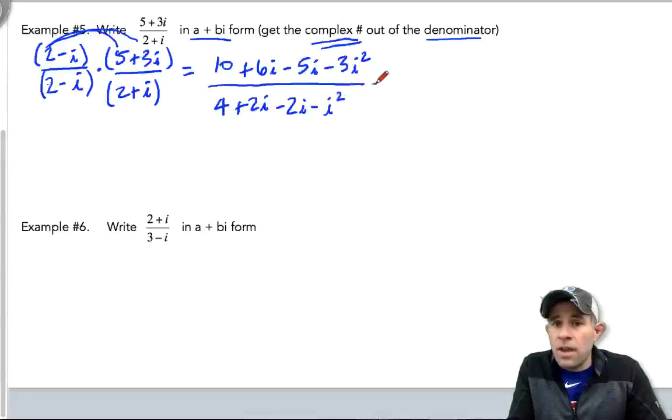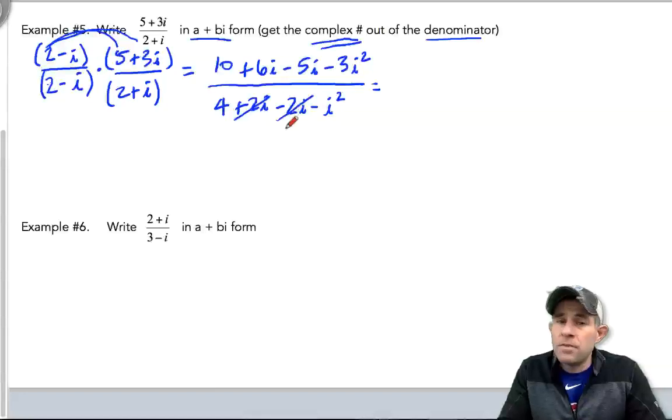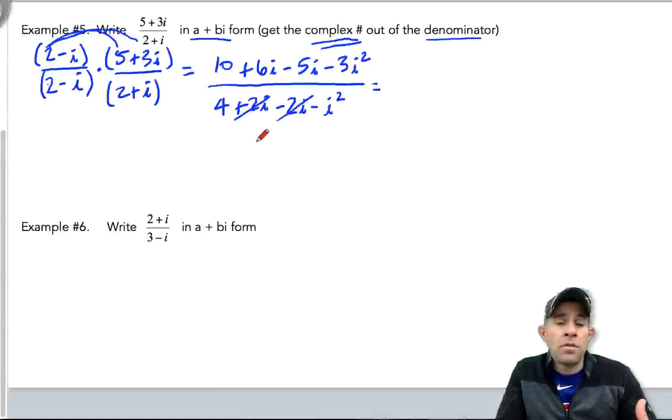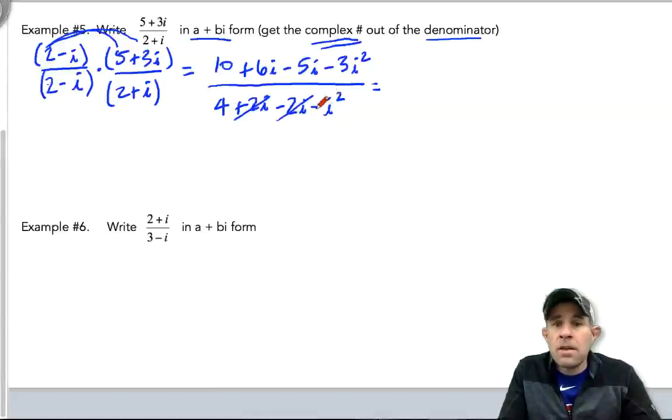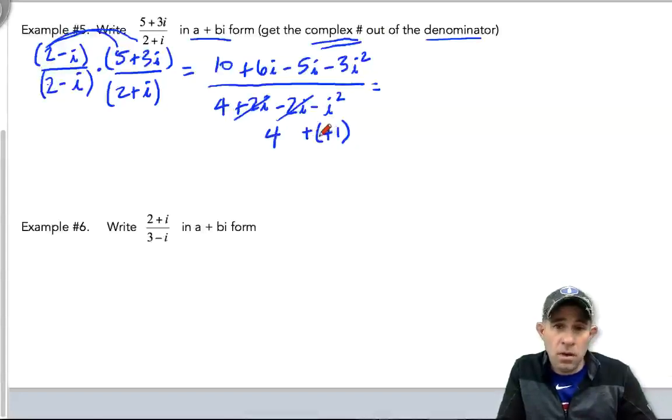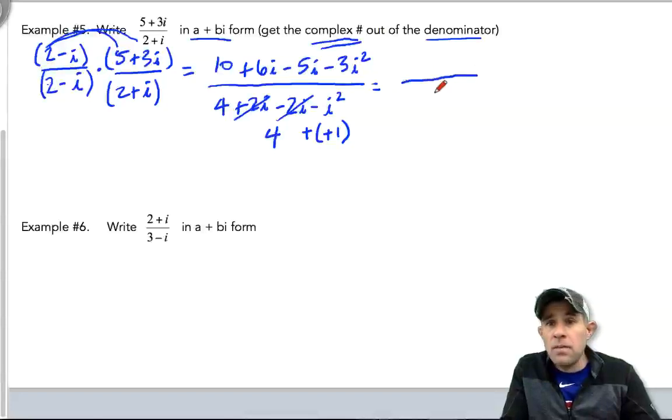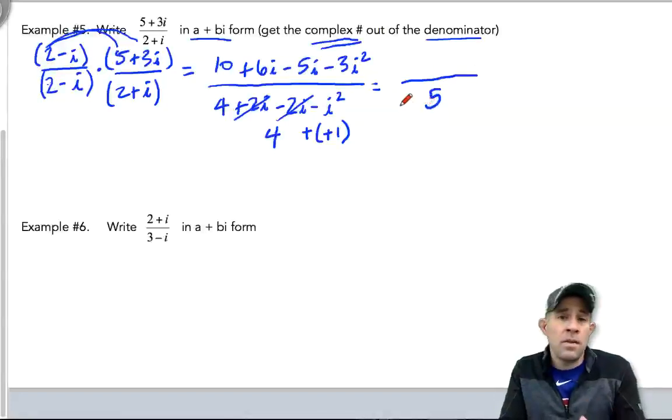Now an interesting thing happens here in our denominator. We have a positive 2i and a negative 2i that will cancel those imaginary terms out. This negative i squared, remember, is really negative 1. So what we have in the denominator is 4 minus a negative 1, which turns that into adding a 1. And so our denominator simplifies to just a real number, 5.